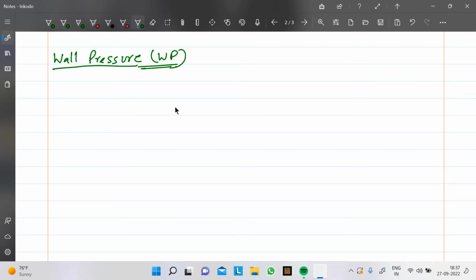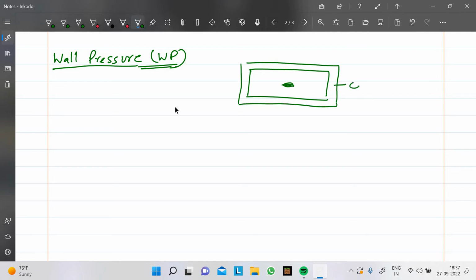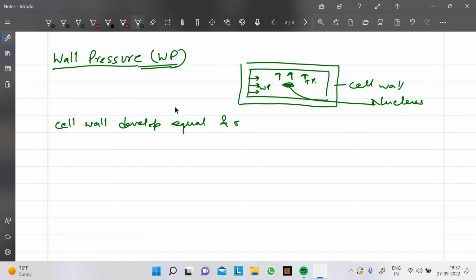When a cell, this is cell wall, this is nucleus. तो वाटर इस डायरेक्शन में प्रेशर लगा रहा है, it is Turgor pressure. तो वॉल इधर को प्रेशर लगाती है in opposite direction. This is wall pressure. Okay, how will we define it? Cell wall develop equal and opposite pressure towards cytoplasm. That pressure is called wall pressure.